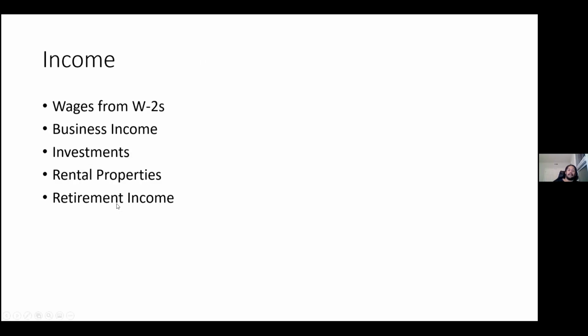So the first part of this equation is the income portion. I just listed a few common income sources. The first is wages from a W-2. That's simple. Anytime you work for a company, at the end of the year they'll send you a W-2, and it will have information on how much you got paid during that time, and you'll report that on line 2 of the 1040. And then I have business income, and that gets reported on Schedule C.